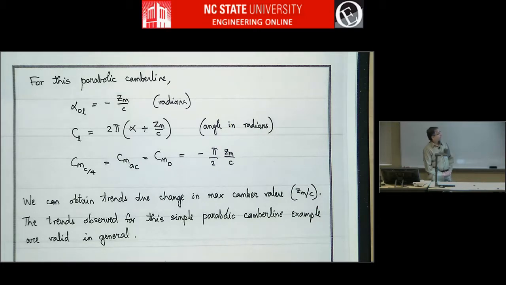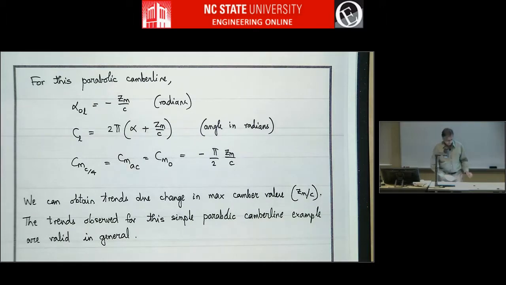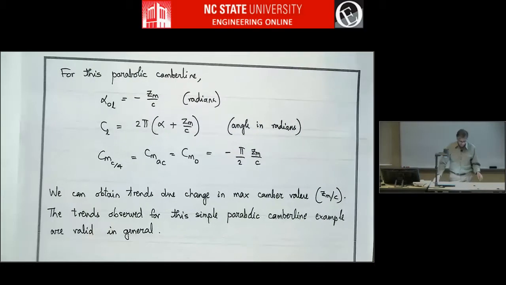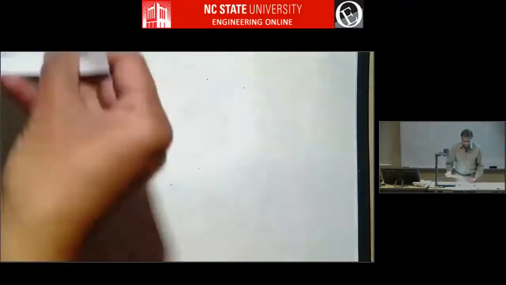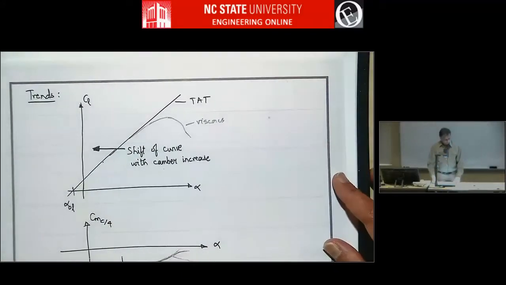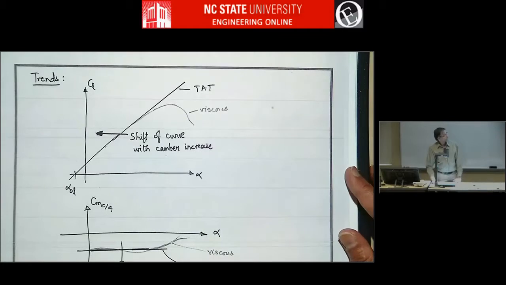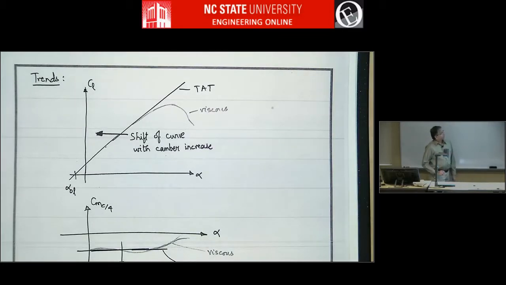And so the good thing about this is we can now see what the trends are due to an increase in camber. When you change the max camber value, what happens? And even though this is for a parabolic camber line, the general idea is the same for any camber shape. When you increase camber, keeping the form of the camber line the same, this is what happens. Parabolic camber is just easy to analyze analytically with thin airfoil theory. So let's talk about the trends.